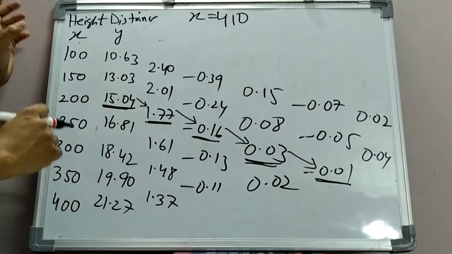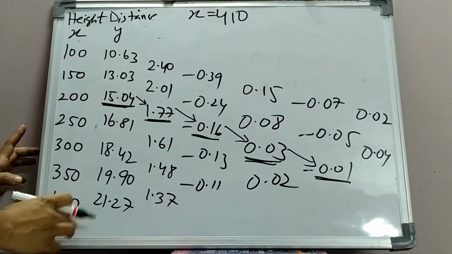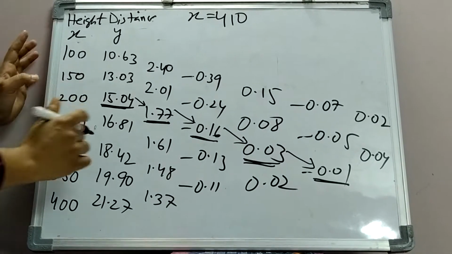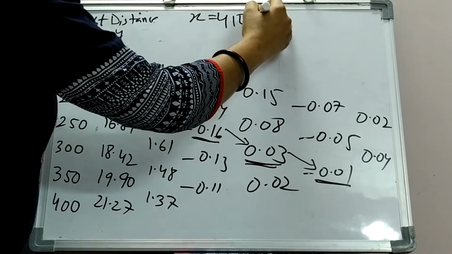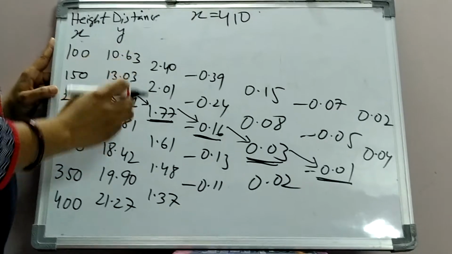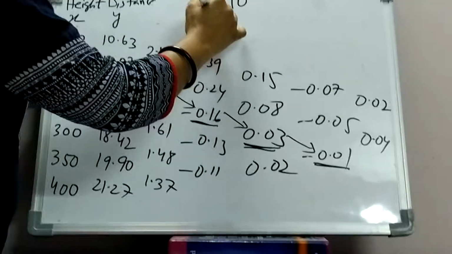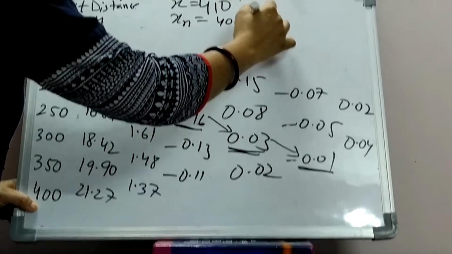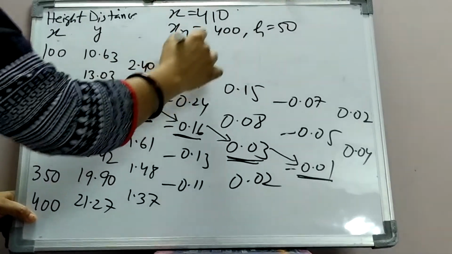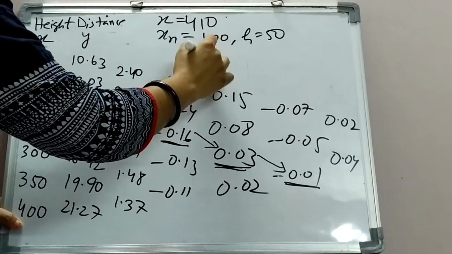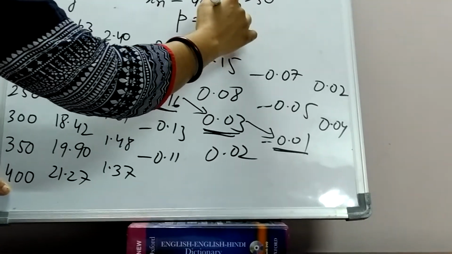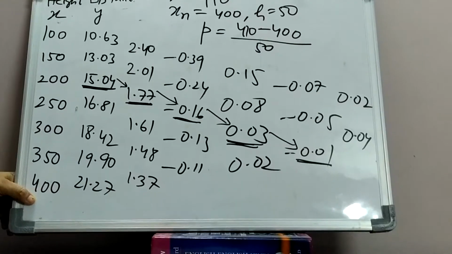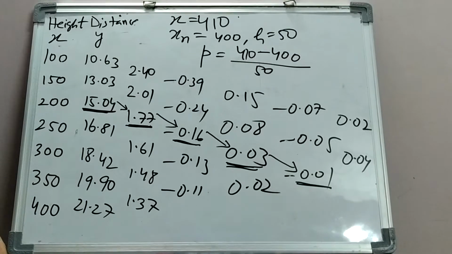So for that, what are the things that we require? We require yn and an xn value, right? So in that case, the value of xn will be what? xn will be chosen as this 400. Your h is given as 50. So you need to find p over here. The formula for p is (410 minus 400) by 50. You have to find this, and this will give you the value of p.